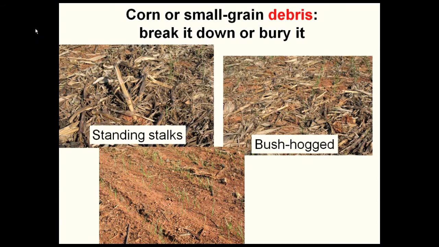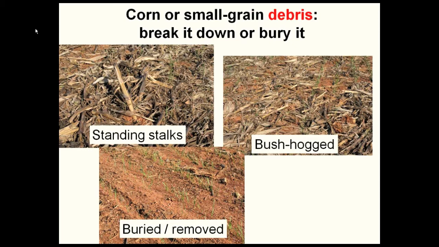Standing corn stalks, totally unincorporated, totally unchopped. If you chop them or bush hog them, that will help. That will help them to decay a little bit faster before the wheat goes in behind them. If you remove them entirely or bury them, which is the obvious way, that will help more. So there is definitely a correlation between how much corn debris is on the surface of the soil and how much risk you're going to have for scab.